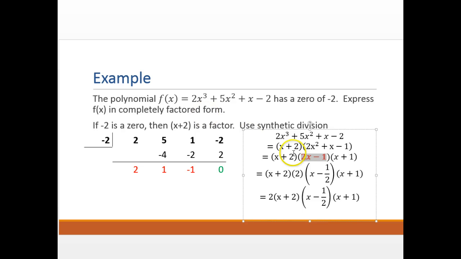Notice our factor theorem says that all factors are of the form x minus c. In other words, the leading coefficient is 1. I have to get rid of this 2. In fact, I just want to highlight the 2. I don't want to highlight anything else because that is the part that we have to address. I'm going to pull this 2 out here, and that's going to leave me with x minus 1/2. So now I have the 2 out front times x plus 2 times x minus 1/2 times x plus 1. This matches up with our factor theorem because our leading coefficient here is 2. Leading coefficient there is 2.